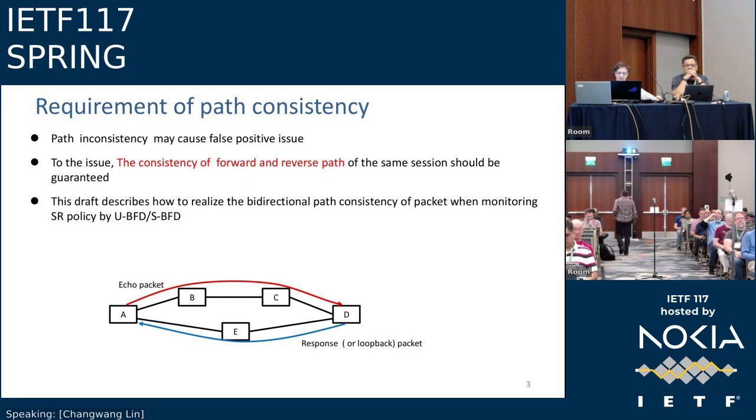The situation is similar in UBFD, where the node D reflector returns the BFD packet to node A in the data plane, and the return path should be consistent with the forward path. This draft describes how SBFD and UBFD achieve bidirectional path consistency of packets when monitoring SR policy. Next page, please.